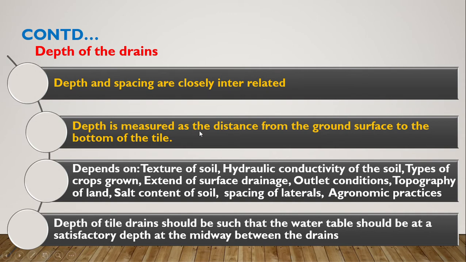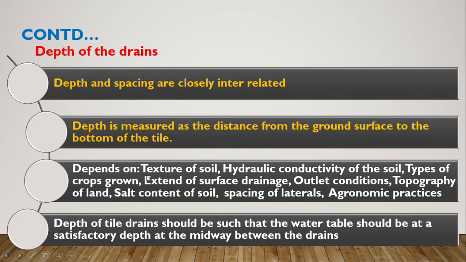Depth is measured as the distance from the ground surface to the bottom of the tiles. The depth depends on many parameters: the texture of soil, hydraulic conductivity of the soil, and the type of crops grown. If the crops have much capacity to extract water from the soil, then the tile drains can be placed deeper, because the crop roots themselves will take more water. It also depends on extent of surface drainage, outlet condition, topography, and salt content. All these factors influence the depth.